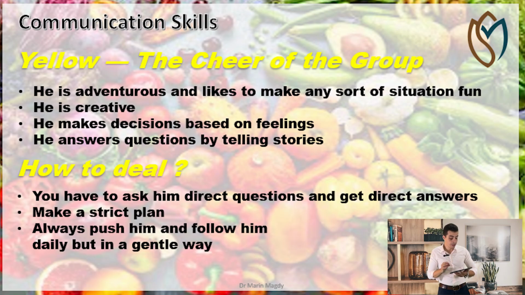You have to ask him direct questions and get direct answers. Make a strict plan, such as your breakfast is about 100 grams of oats and 2 eggs. A strict plan. Always push him and follow him daily, but in a gentle way. This person likes to be followed up. You can, every day, send him a message on WhatsApp: How are you? How is the diet going? This person likes this.